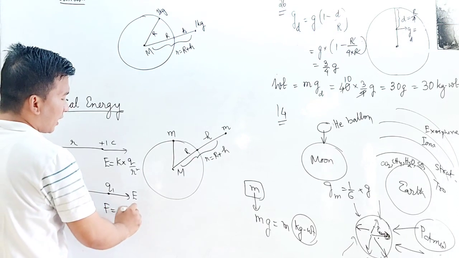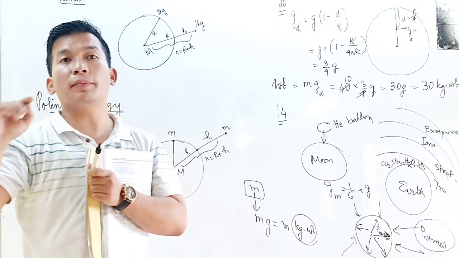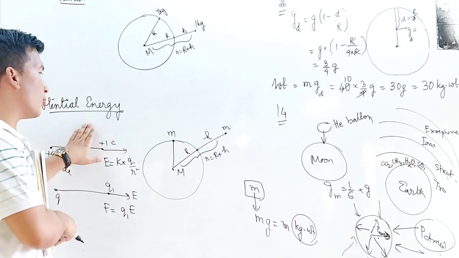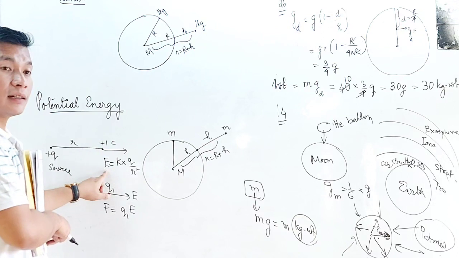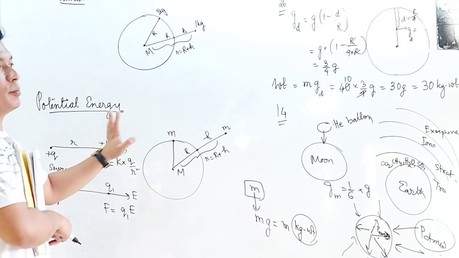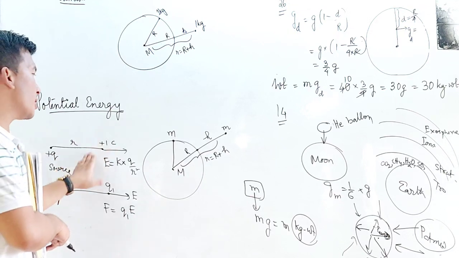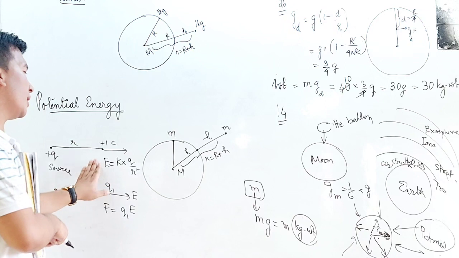This is Q1 into E. The force on 1 coulomb is E, and with 5 coulombs it will be 5 into E. Understood? Very simple. This is the field intensity and it is very simple.